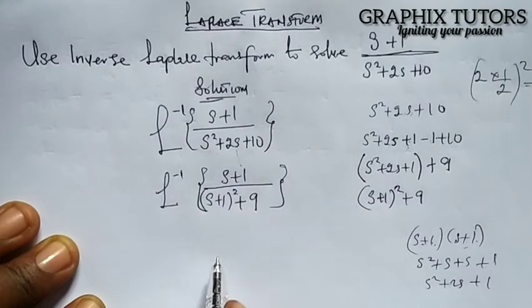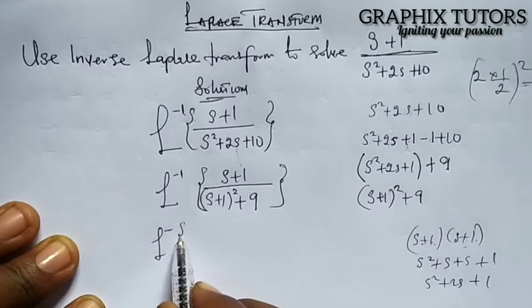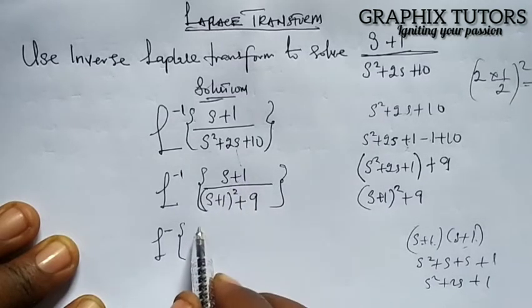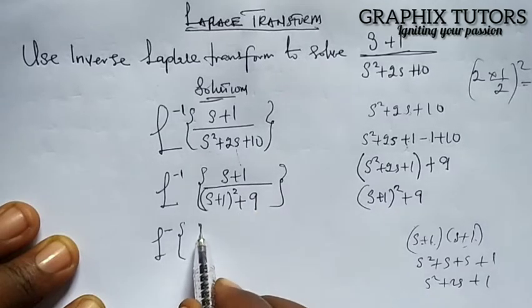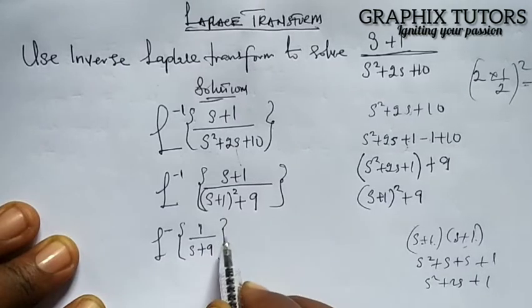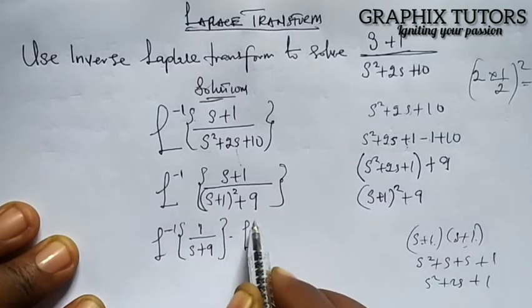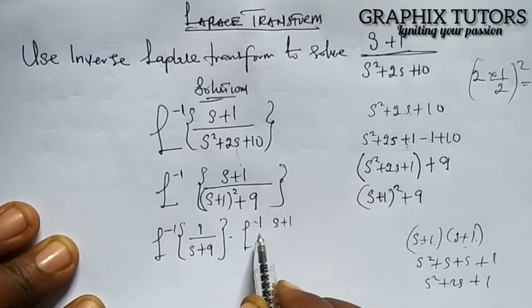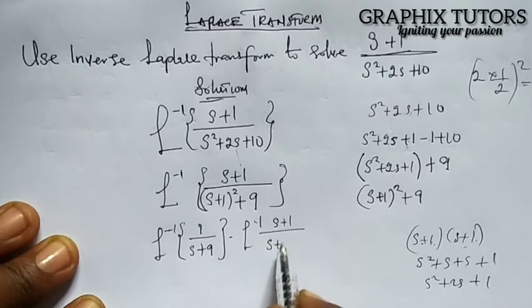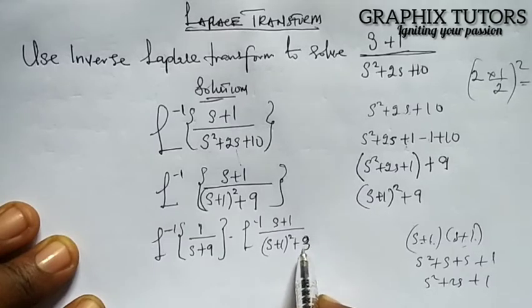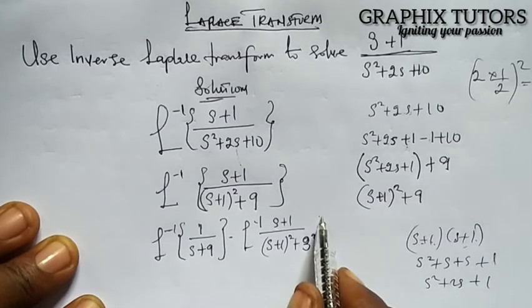So what you do here is this. I can break this into 2. I can say that the Laplace inverse of 1 all over s plus 1, multiplied by the Laplace inverse of s plus 1 all over s plus 1 all squared plus 9, which is 3 squared. So I can put it this way.